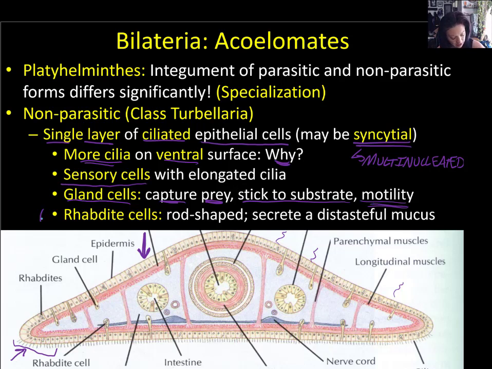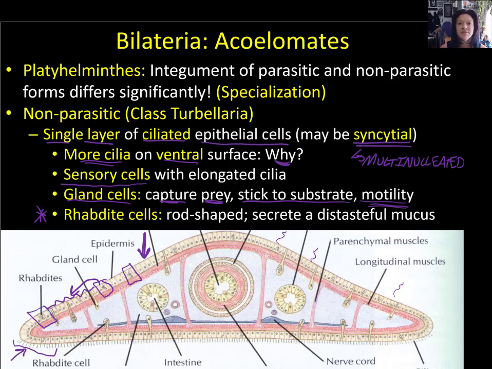Finally, a very unique cell is present in this group. They're called rhabdite cells. The rhabdite cells are rod-shaped, and you can see them here. There's a rhabdite cell. Here's another, and another. These rhabdite cells have a very special function. Their job is to produce a really nasty mucus. This mucus is incredibly distasteful, and it's secreted out onto the surface of the skin, where it spreads out thanks to those cilia that are moving glandular secretions across the surface of the animal.